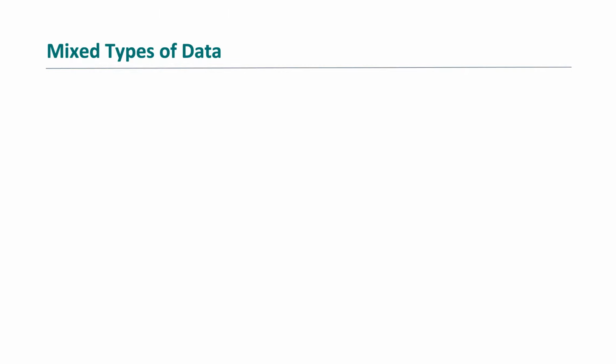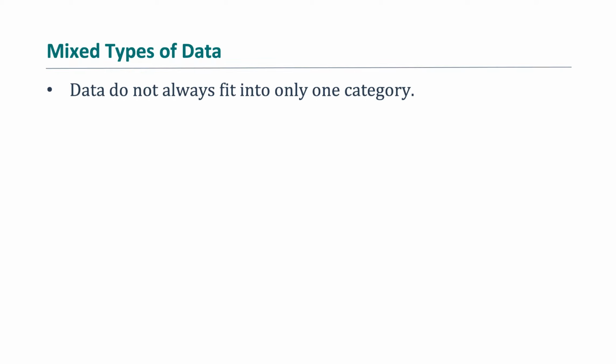So taking this all together, we got BLISS, right? We have behavioral data, we have life data, we have informant data, we have self data. Most of the time, data doesn't always fit into one category. You might have even started to see that in some of the things we've said here.